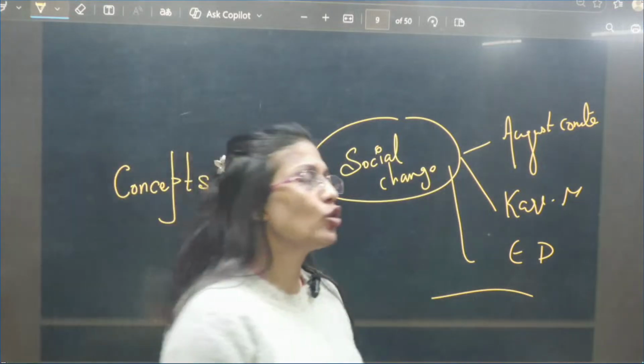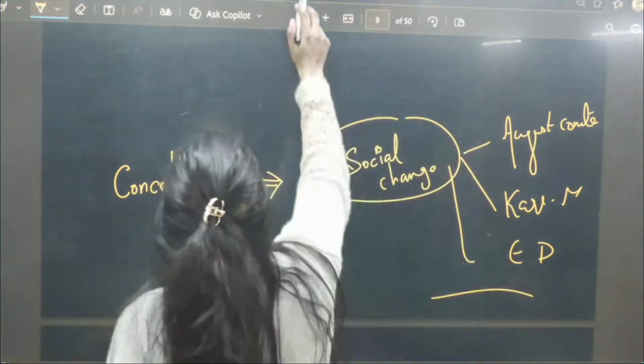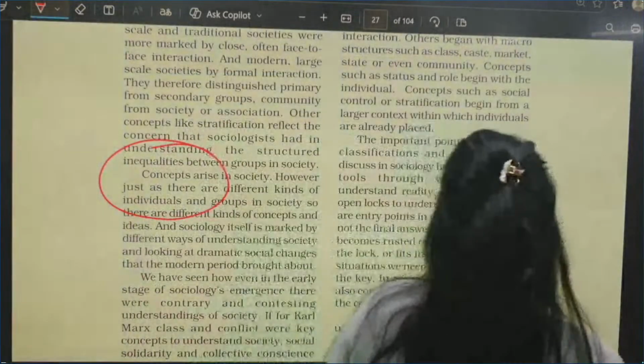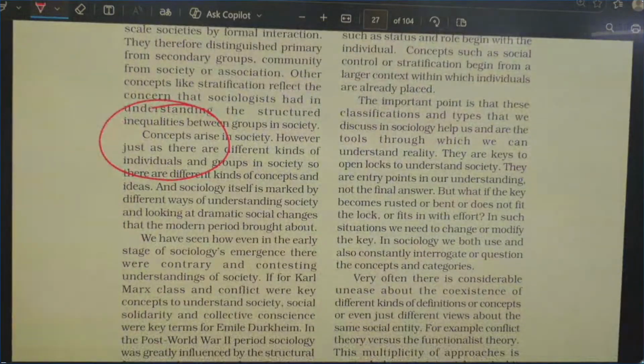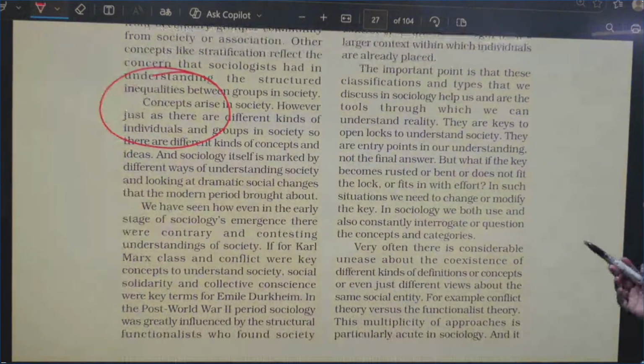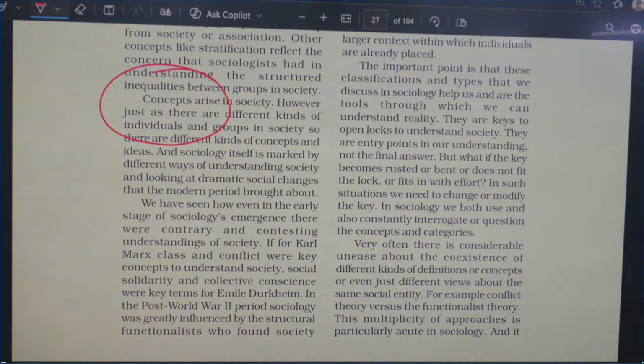Okay, write down quickly on concepts. Concepts arise in society. There are different kinds of individuals and groups in society. So we are having different kinds of concepts and ideas.